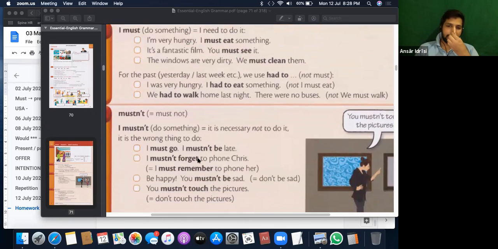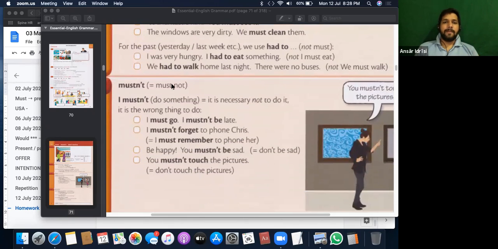Now, negatives are there. Mustn't, must not. Okay. I mustn't do something means what? It is necessary not to do it. Needn't: it is not necessary to do it. Okay. Means it is the wrong thing to do. Mustn't means what? Needn't means what? So needn't and mustn't both are on the same page.